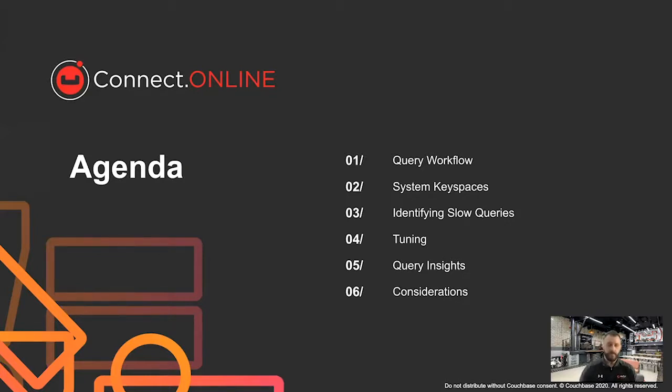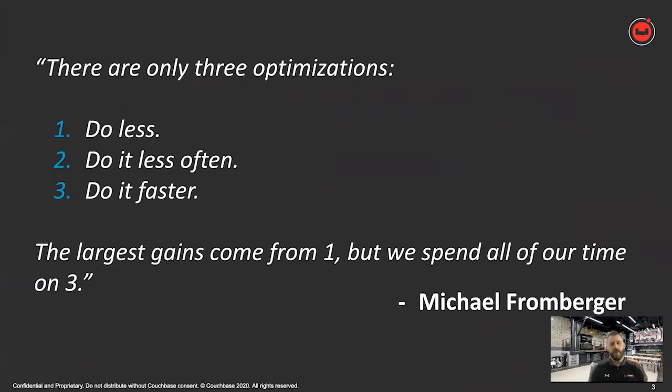I always like to start off my presentations with a quote, and this is a great quote from Michael Fromberger that says, "There are only 3 optimizations: do less, do it less often, do it faster. The largest gains come from 1, but we spend all of our time on 3." So do less. Less is more, smaller is faster, and this is going to be the motto for our session today.